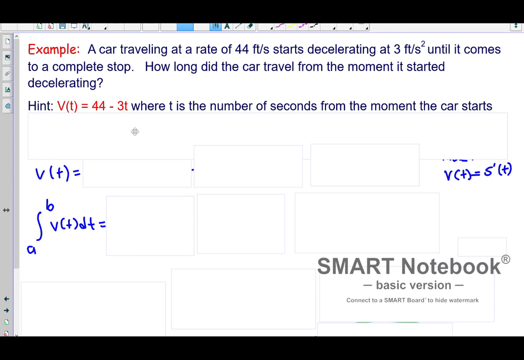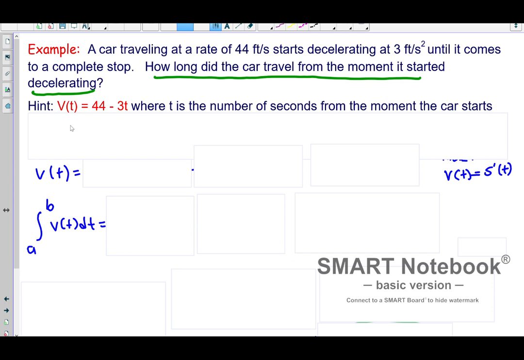Next thing we need to figure out is, when does it come to a complete stop? Because ultimately they want to know how long the car traveled from the moment it started decelerating. So to know the limits of integration, if you call t equals 0 the moment it started decelerating, you would need to know the upper limit of integration. When does it come to a complete stop, right? How do you think we could find the moment when it comes to a complete stop, if this is your velocity equation?